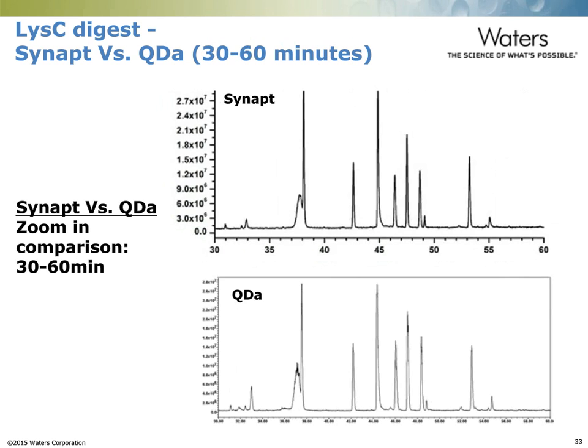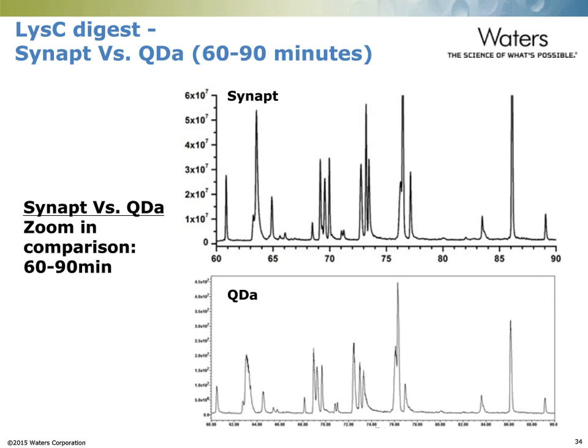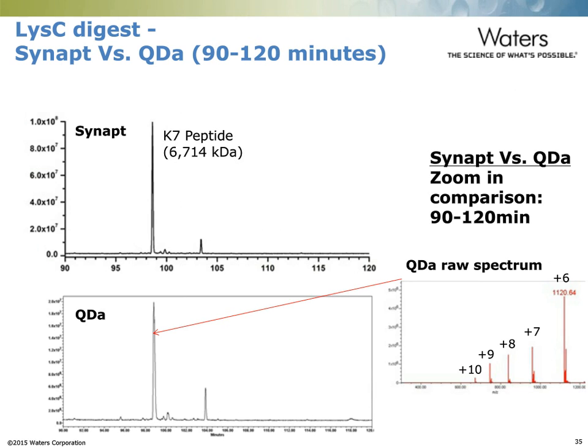Looking at the 30 to 60-minute window, again there's very good correlation between the Synapt data and the QDA data, with each of the species being present in both. In the 60 to 90-minute run, again, a similar profile between the two instruments. And then finally, at the end of the gradient, the same agreement between the two instruments. What's interesting here is that in this lys-C digest, the peak highlighted with the red arrow pointing to it is the raw spectrum for that conserved peptide that we had seen earlier, which is the conserved peptide from monoclonal antibody.